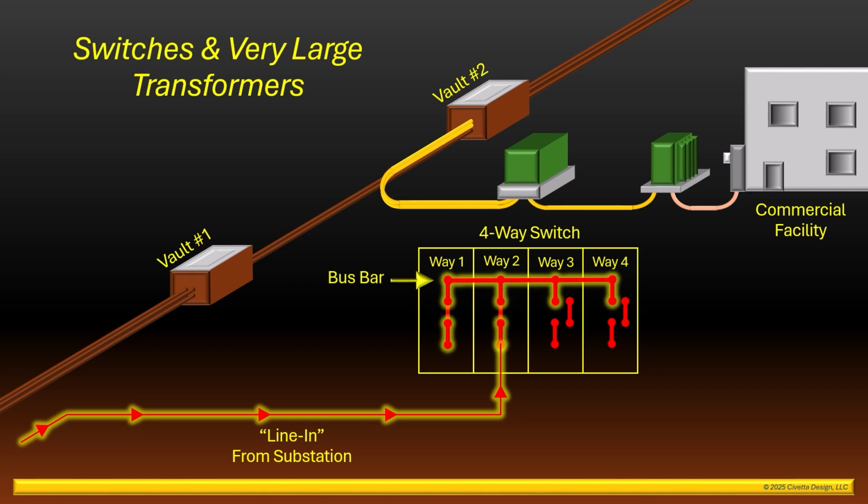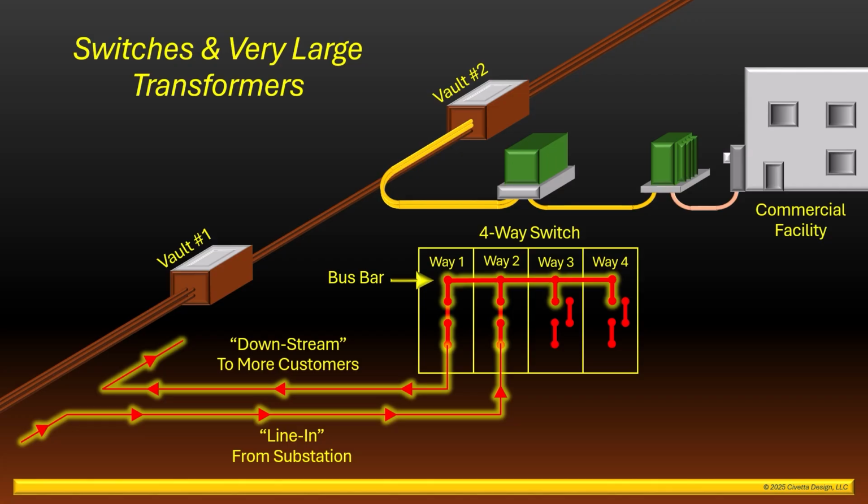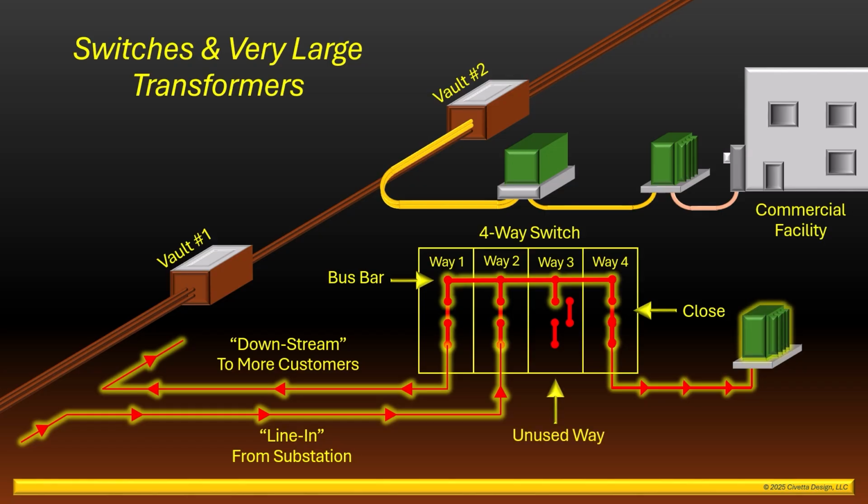A second set of cables are connected to the switch to provide power to additional customers located further downstream of the substation. The very large transformer required by the commercial facility is connected to the switch and energized by closing the appropriate switchway. The unused switchway can be used for additional connections to the main distribution system or to connect additional customers.